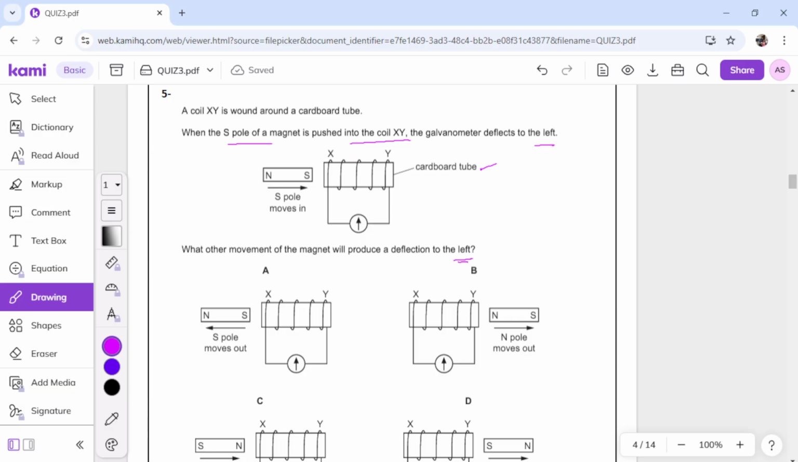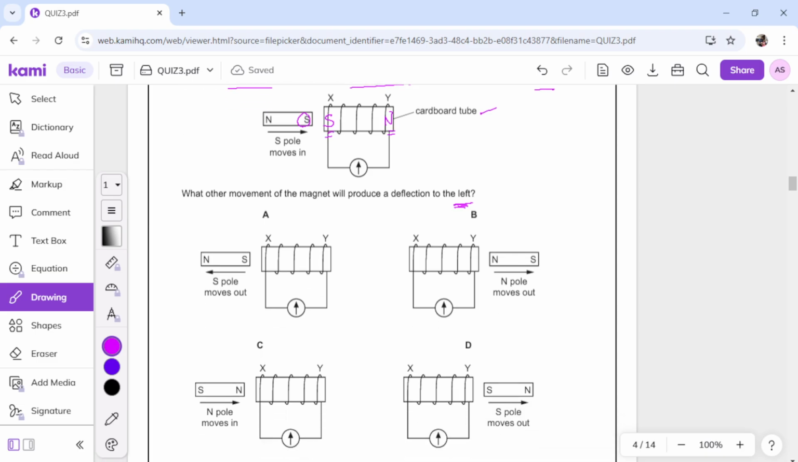So first you have to start. If you push S towards the coil, what type of pole is produced? S. Because as you move the magnet towards the coil, this will be a like pole. So now we have a current that will produce S and N. So if you want the same deflection direction, you have to look for the answer for this arrangement.